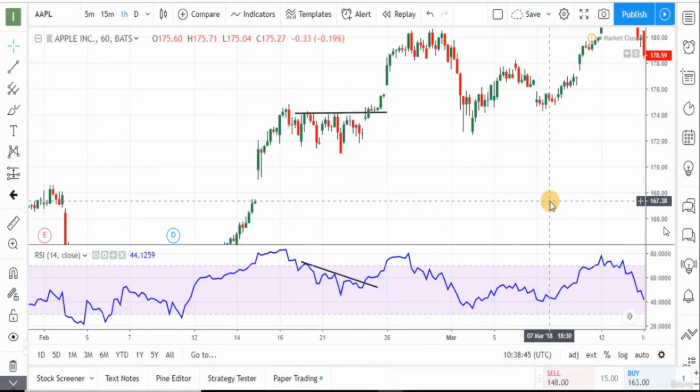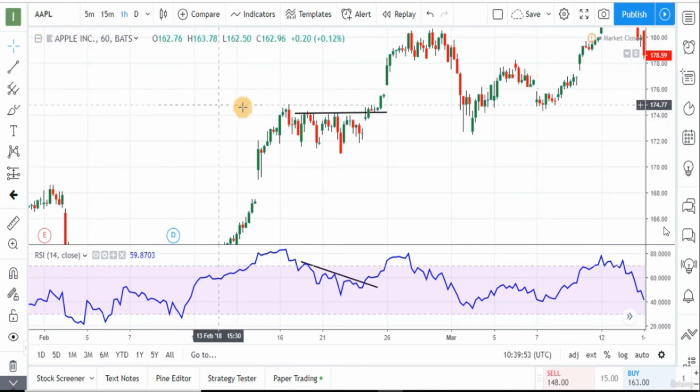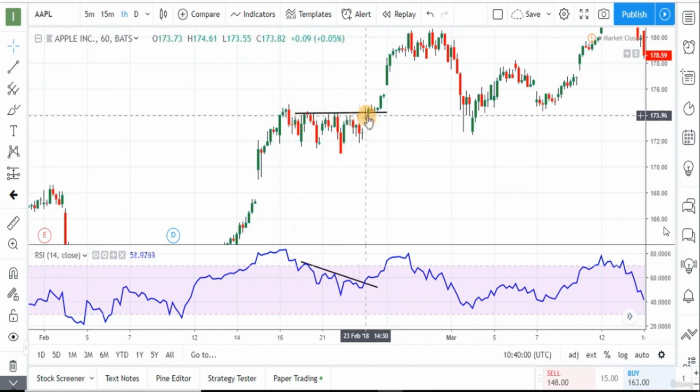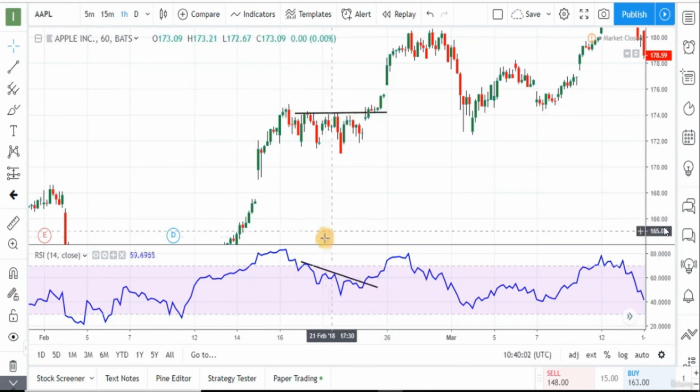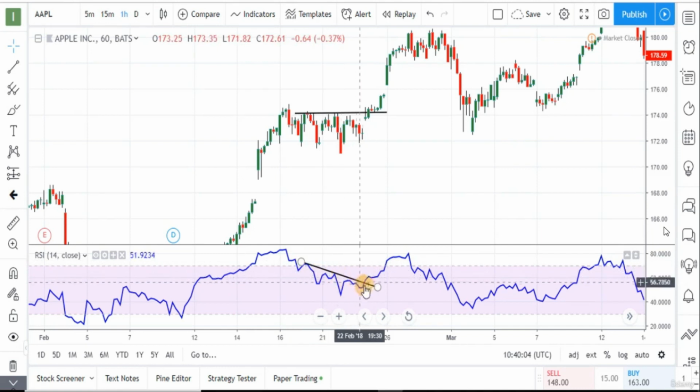How to trade failing divergence. Failing divergence gives us an excellent opportunity to trade in the same direction as the existing trend. See, this is the early chart of Apple Incorporation. In this chart, prices are trading at the same level, but RSI is giving us a negative divergence.